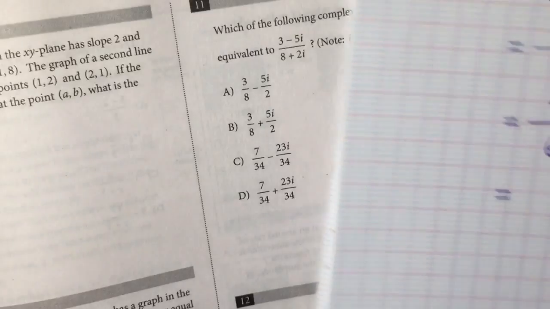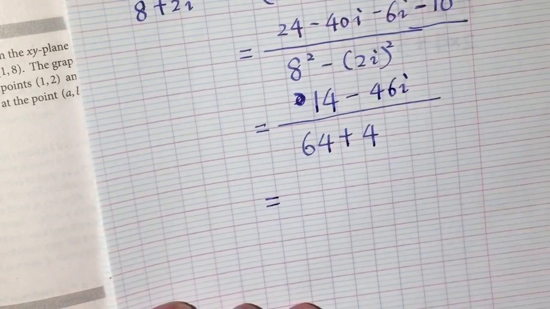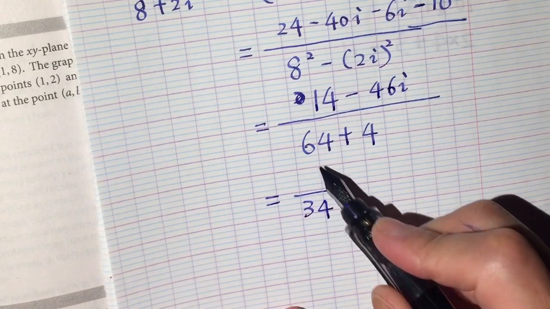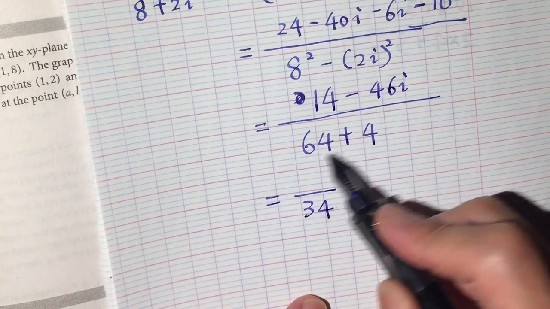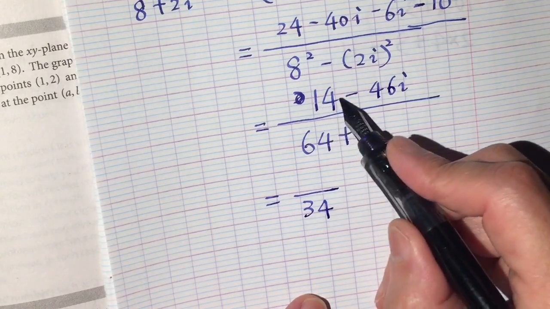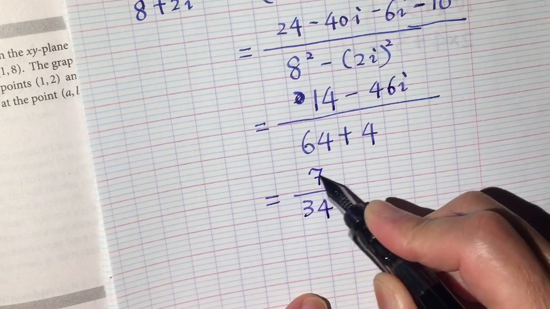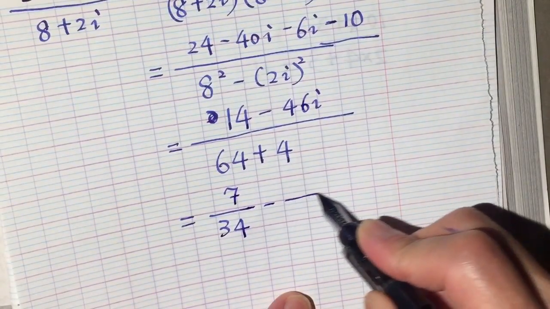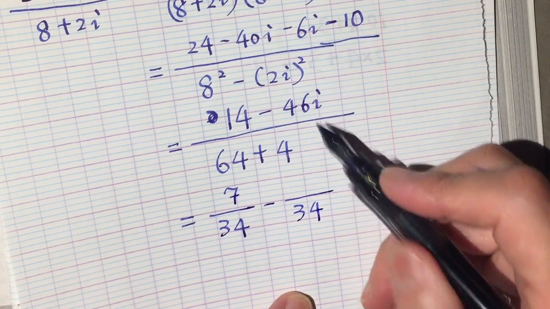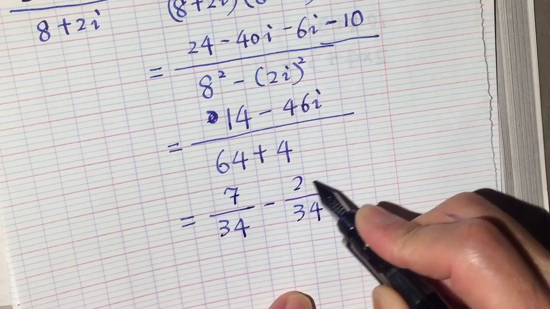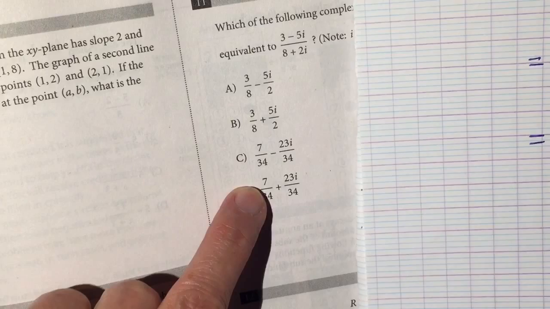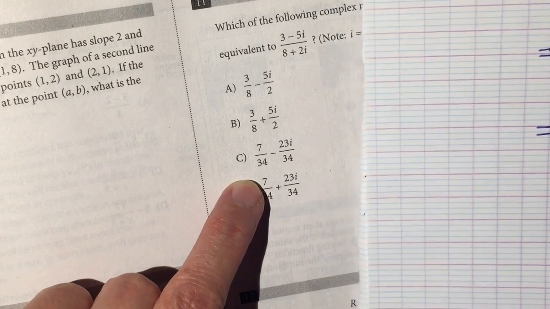Okay, we will see here. We better write it separately. 34, because this one is 68 divided by 2, 34. 14 divided by 2 is 7 minus 34, and 46 divided by 2, 23i. Okay, so C is the answer.